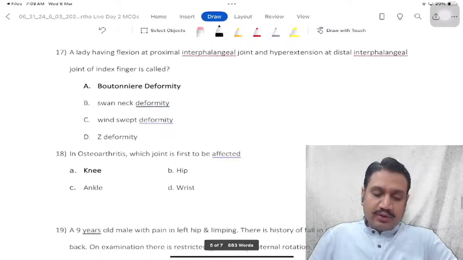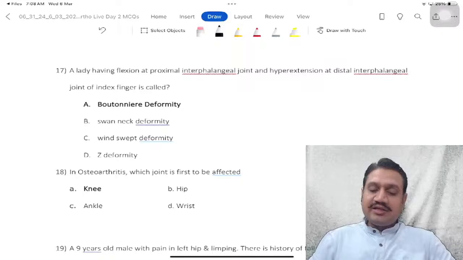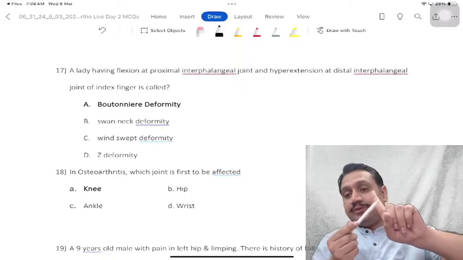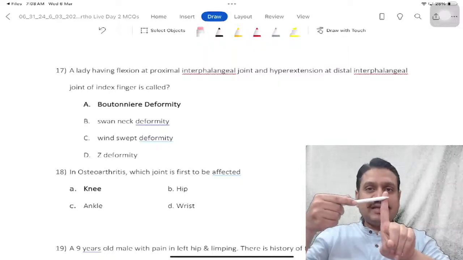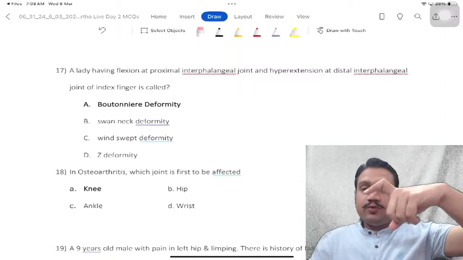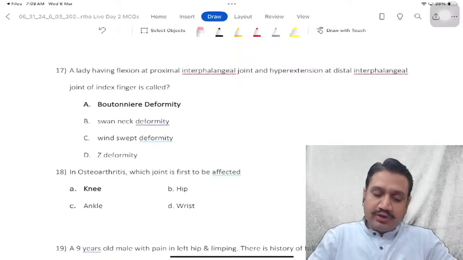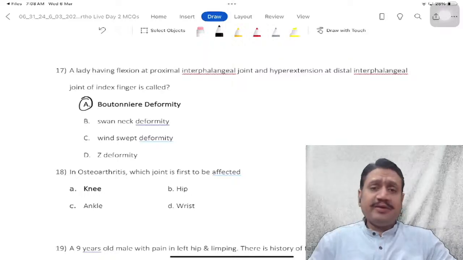Okay, now another one. This is from your joints. A lady having flexion at the PIP, proximal IP joint, and distal IP joint. Flexion at PIP and hyperextension at DIP. What are we talking about? This is the boutonniere deformity. That's what we call boutonniere deformity.